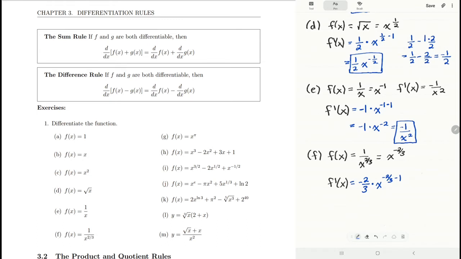So let's simplify the power. So negative 2/3 minus 1, we make a common denominator of 3. So that's negative 2/3 minus 3 over 3, which is negative 5/3. So this is negative 2/3 times x to the power of negative 5/3.